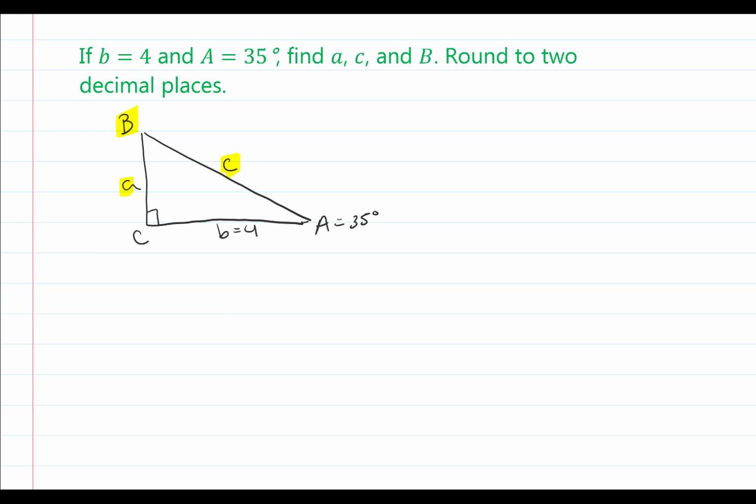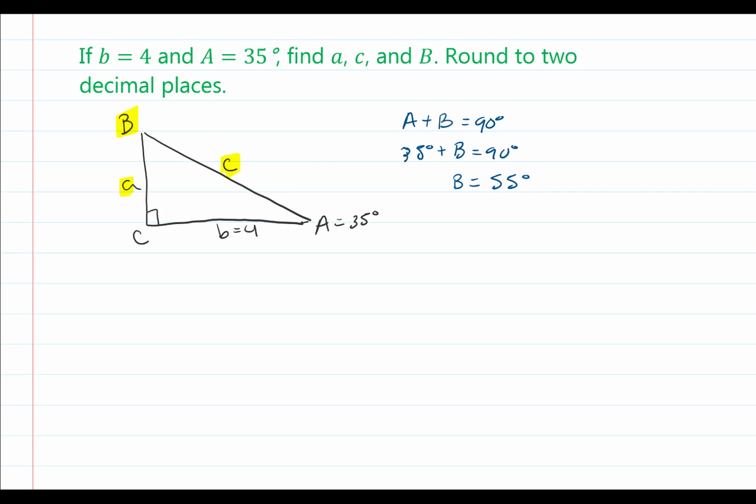Let's start with finding angle B. We know that angle A plus angle B is going to be equal to 90 degrees. We know angle A is 35 degrees. So we can solve this equation for angle B by subtracting 35 degrees from both sides, and what we get is a difference of 55 degrees. So we know angle B is equal to 55 degrees. We now need to find side A and side C.